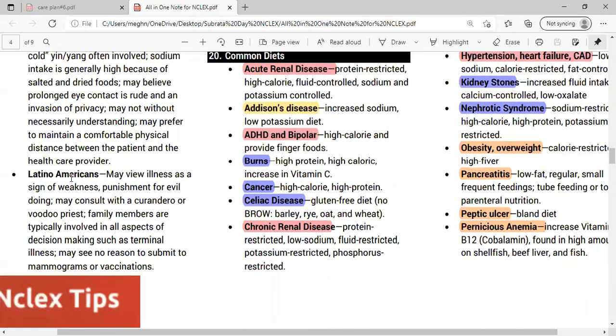In case of Latino Americans, they may view illness as a sign of weakness or punishment for evildoing. May consult with a curandero or voodoo priest. Family members are typically involved in all aspects of decision making, such as in terminal illness. They may see no reason to submit to mammograms or vaccinations.